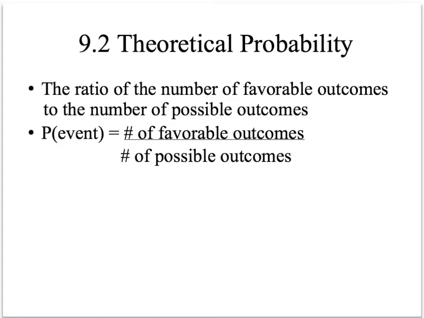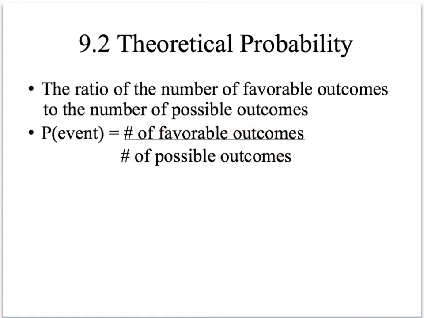Mr. Wahlberg here, section 9.2, which is on theoretical probability. We've been talking about probability, looking at the possibilities of things that you can get: rolling a die, picking a card, spinning a spinner. As it says here, it's the ratio of the number of favorable outcomes to the number of possible outcomes. Basically, you're creating a fraction of the favorable outcomes over the possible outcomes.